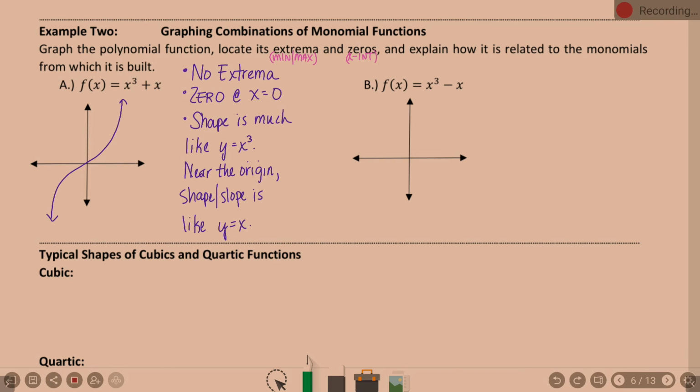Get that down. And let's think about B. Go ahead and graph it.